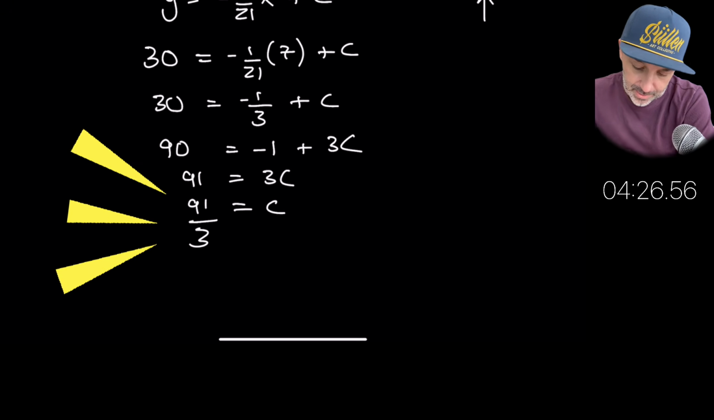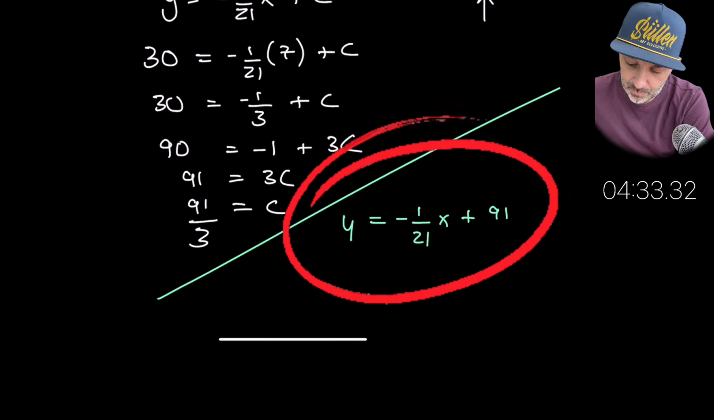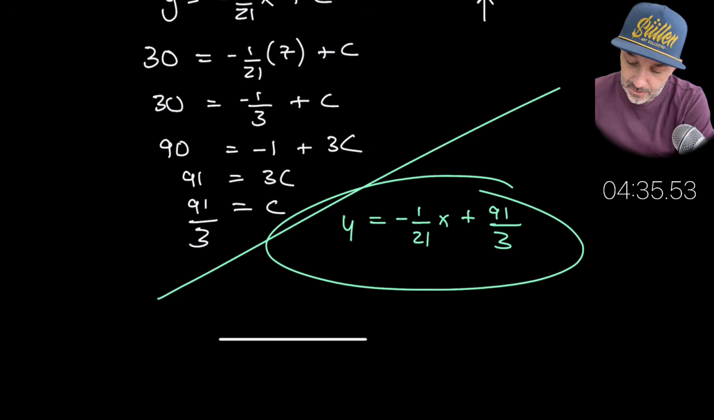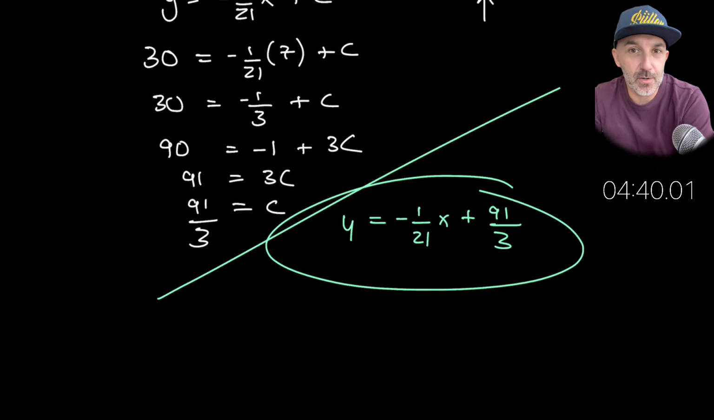So putting all of that back into the formula for a straight line is y equals minus 1 over 21 x plus 91 over 3. And if I needed to put it in a different format, I would just mess around with that straight line. But that's it. Stop the clock.